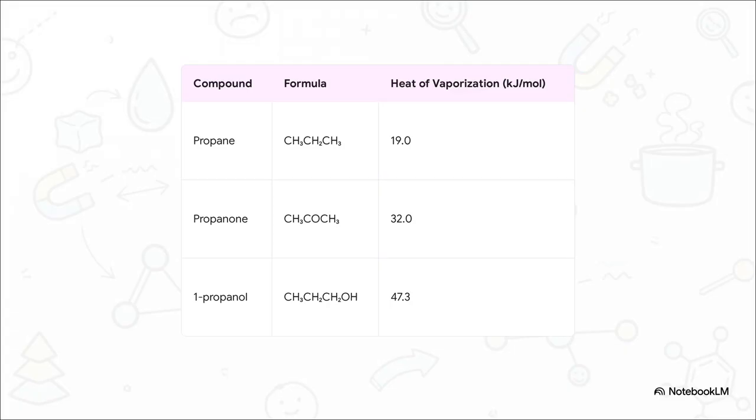All right, take a look at this. We've got 3 different molecules here: propane, propanone, and 1-propanol. They're all roughly the same size, same weight. But check out their heat of vaporization. That's just a fancy term for how much energy it takes to rip them apart from a liquid into a gas. Look at that difference. It takes more than double the energy for 1-propanol than for propane. So what on earth is going on? Well, stick with me because by the end of this, you're going to know exactly why.